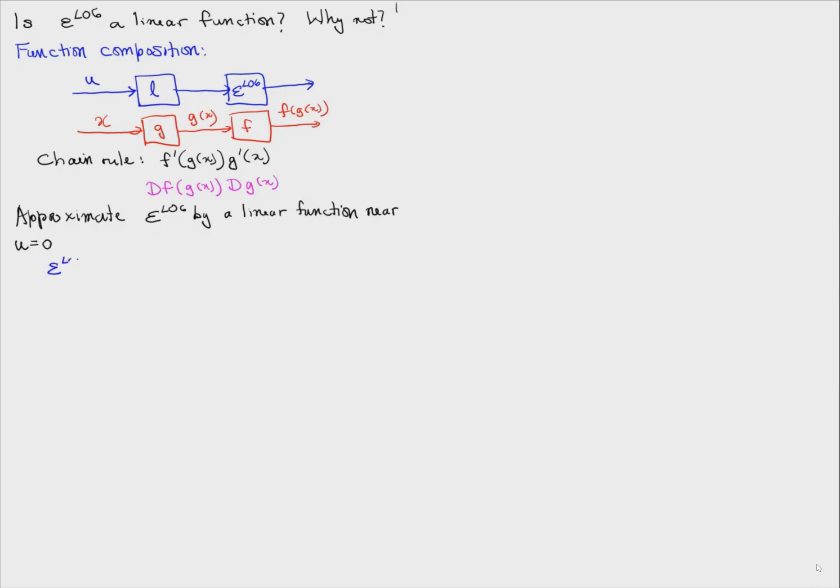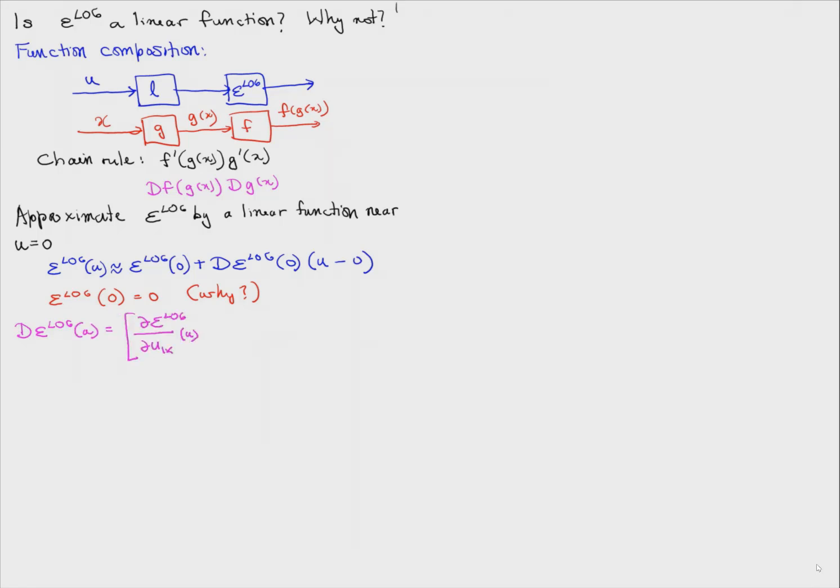for small displacements? We can use the linearization idea from the last video. So epsilon log of u is epsilon log of 0 plus the derivative d epsilon log evaluated at 0 times u minus u0. Epsilon log of 0 is 0. Think about why. And the derivative, as we saw in the last video, is the matrix of partial derivatives. In this case, it's a 1 by 4 matrix.